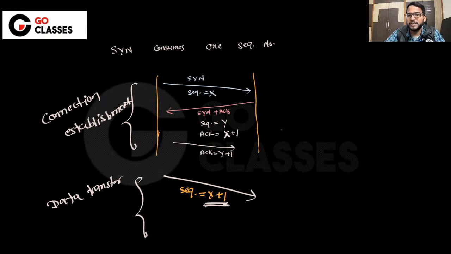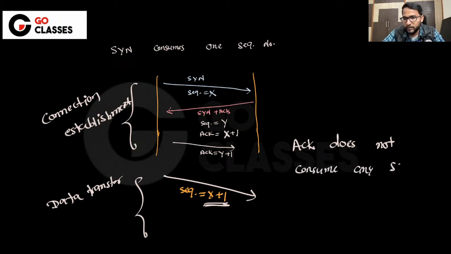If you are obviously sending the data, then it will consume the sequence number. But just a vanilla ACK, not the piggybacking ACK, does not consume any sequence number.